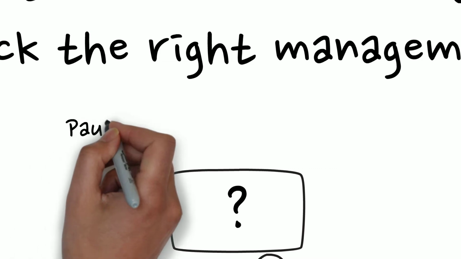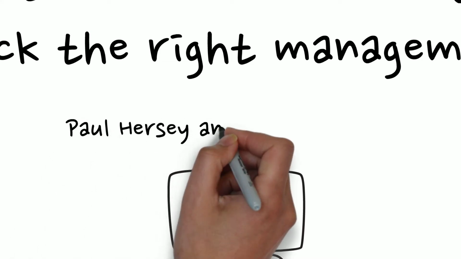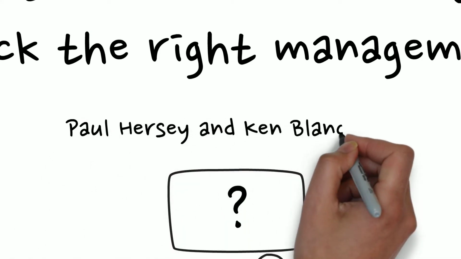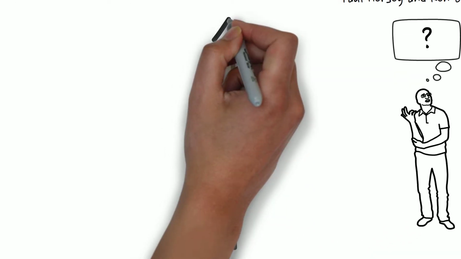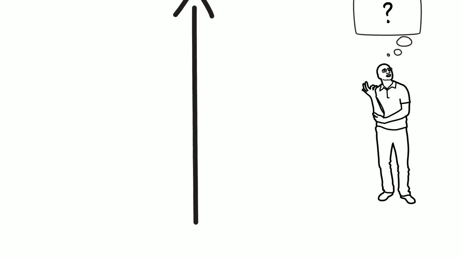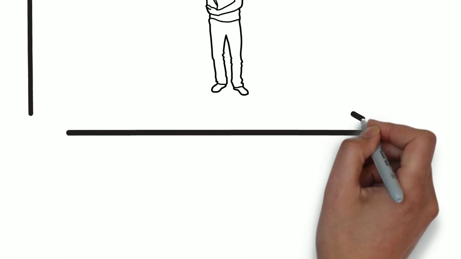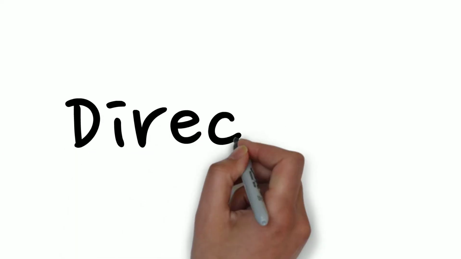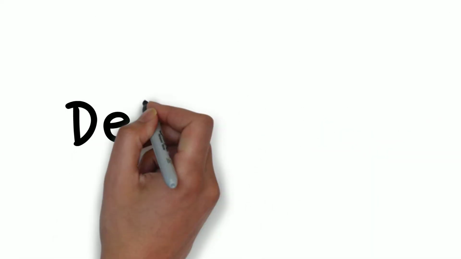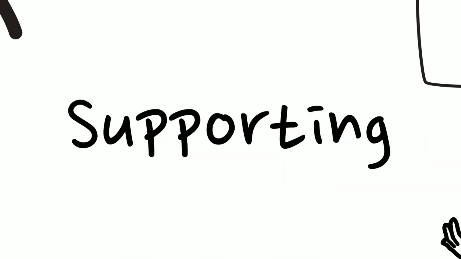Paul Hersey and Ken Blanchard developed the most well-known model for situational leadership. This model helps to show the most appropriate form of leadership depending upon the nature of the task and the competency and commitment of the team. In simple terms, it breaks down into 4 key leadership styles. These are directive, delegating, supporting, and coaching. And we'll look at each one of those in turn now.